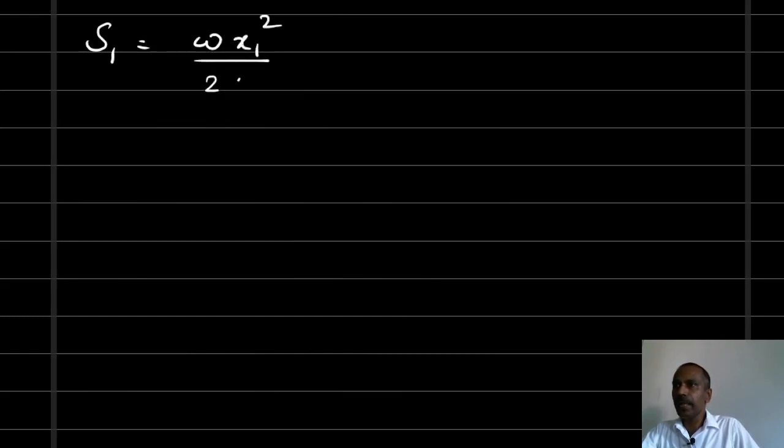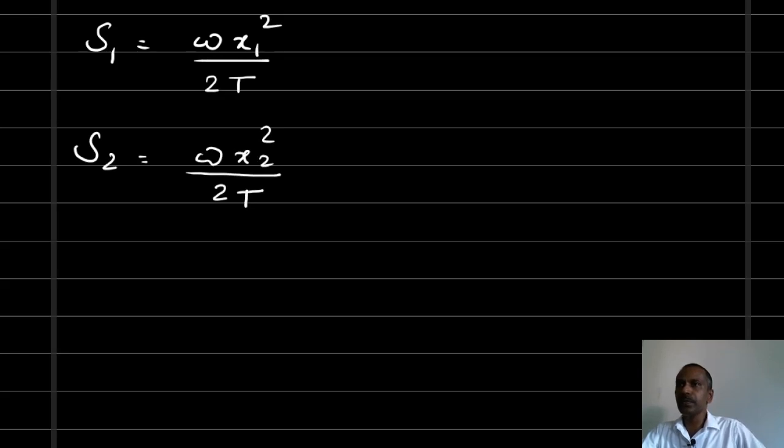Now we have x1 and x2. So we can easily find out s1 is equal to w x1 square by 2t and s2 is equal to w x2 square divided by 2t. These are the expressions to find out the sag when the supports are at unequal levels.